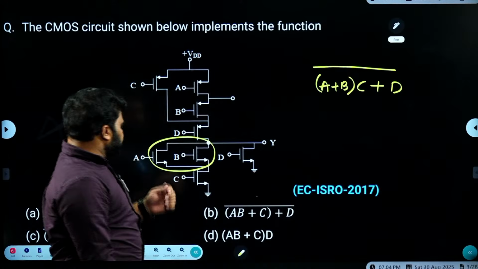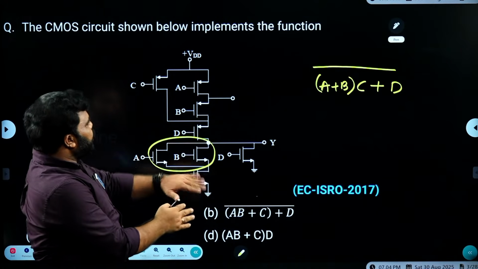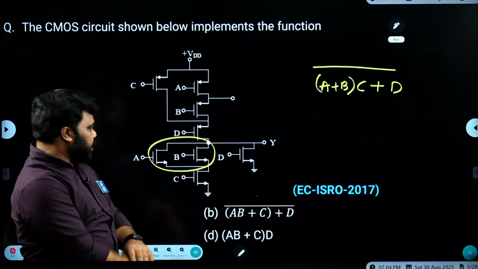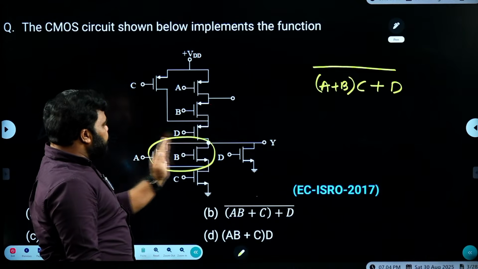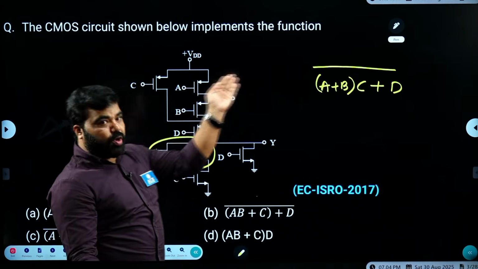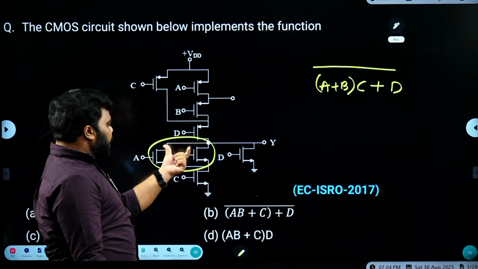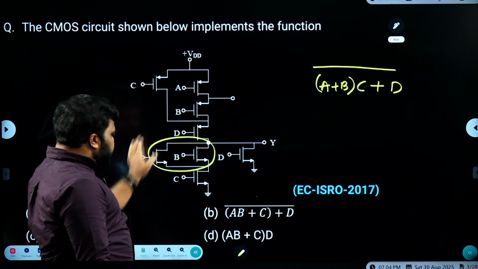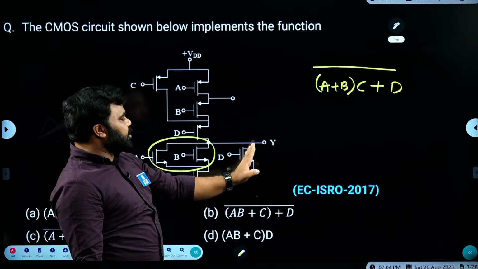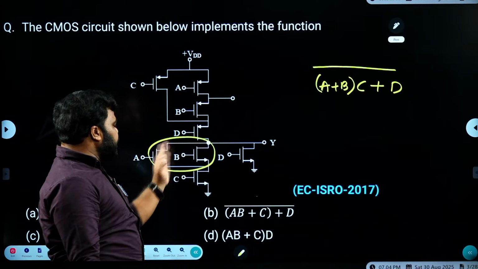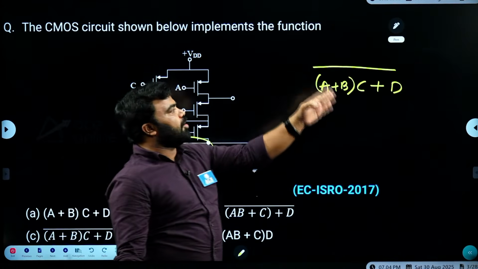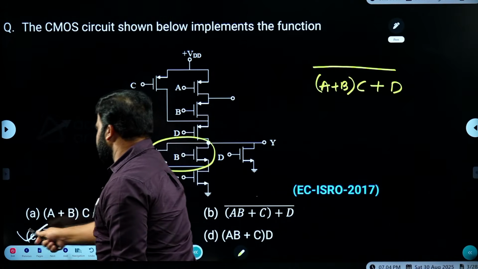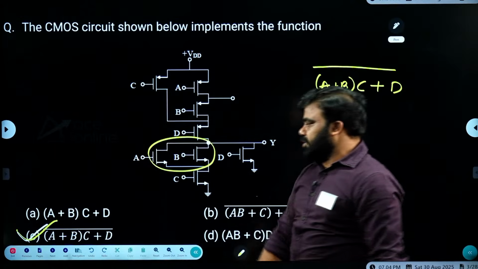So, observe correctly. Just observe pull down circuit, pull up circuit is obviously dual of that, it is implemented in complementary CMOS logic. So, if you are observing that A, B are in parallel, which is logical OR A plus B, this parallel connection is in series with C, so it is logical AND with C. This entire is logical OR with D because it is in parallel, so A plus B AND with C plus D whole bar. So, answer is C. For this question, answer is C.